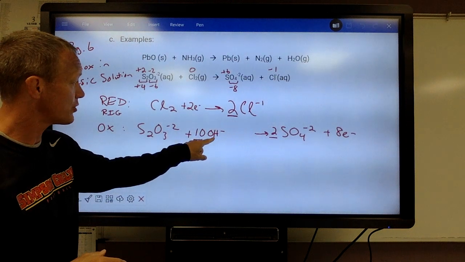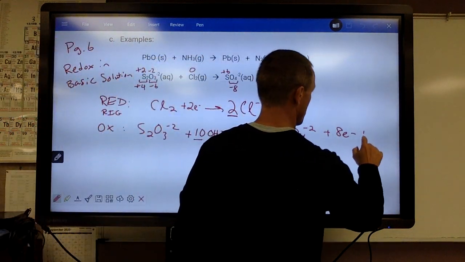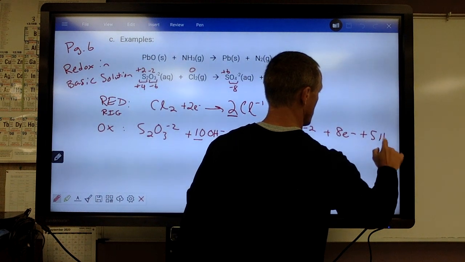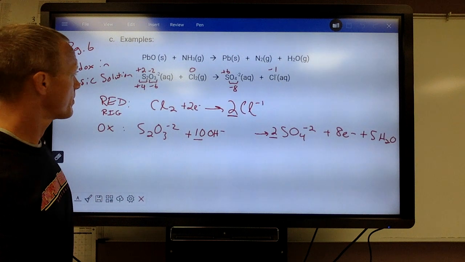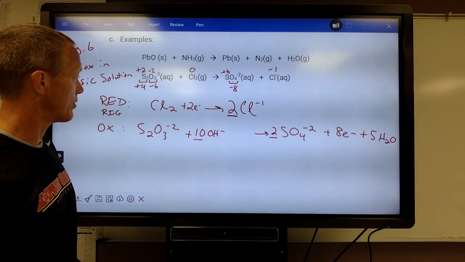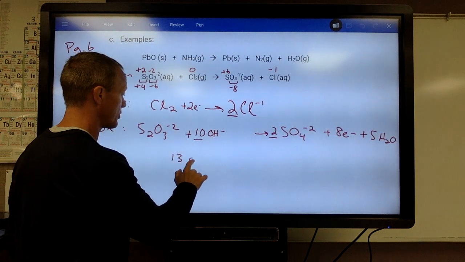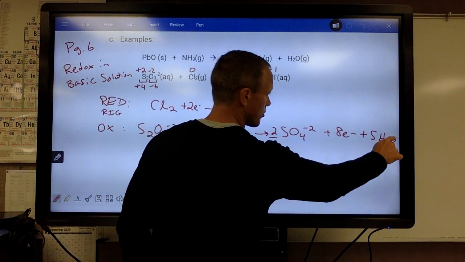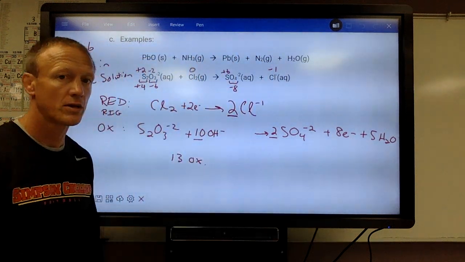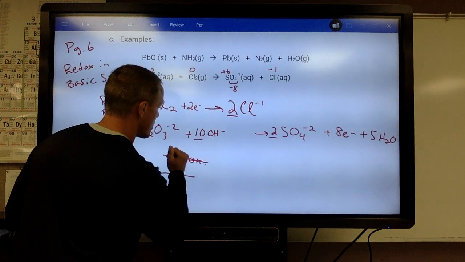Now when we add in our waters, hopefully our oxygens and hydrogens are equal. Well, we've got 10 hydrogens here, so to get 10 hydrogens there, we need to add in 5 waters. Let's make sure our oxygens are equal. 10 oxygens plus 3 oxygens is 13 oxygens on this side. 2 times 4 is 8 oxygens, plus 5 is 13 oxygens on that side. So if your waters work out after you've added in your hydroxides, you're probably in good shape.